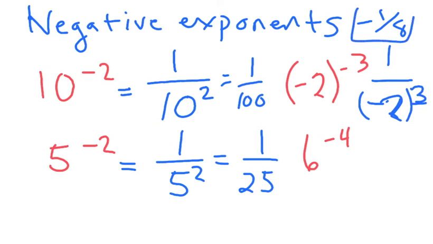Okay, let's try the next one. Take the 6, put it on the bottom of the fraction. Change the negative 4 to positive 4. Put your 1 over it. So 6 to the 4th power is actually 1,296. That's 1 over 1,296. That is what you do with negative exponents.